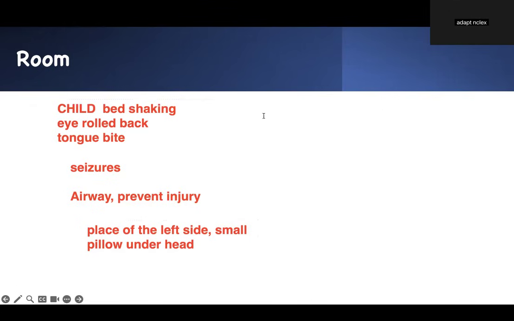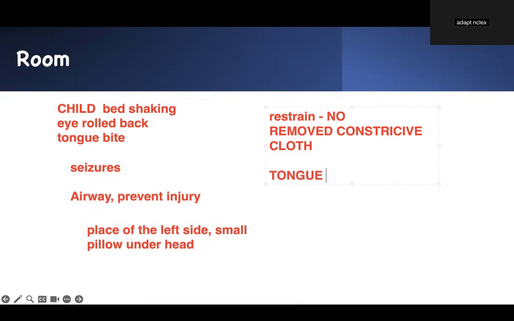And the UAP is standing there. He said, let's restrain the patient. And you said, no restraint. But what did you tell them? Remove all constrictive clothes as much as possible. He said, oh, that's what I'm supposed to do? Okay. Then the UAP said again, let's put a tongue depressor or bite block in the mouth in order to prevent aspiration. You said, no, nothing in the mouth.